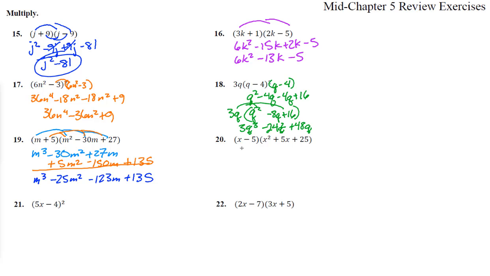All right, number 20. Take the x and jump it in, and we get x cubed plus 5x squared plus 25x. Now if we take the negative 5 and jump it in, we get minus 5x squared minus 25x and then minus 125.